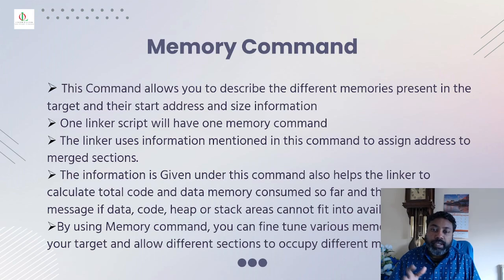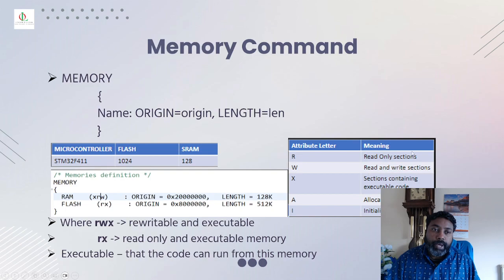The information given under this command helps the linker to calculate the total code and memory consumed so far without any error. So that's where the image processing example I gave applies: if you are considering a large amount of data, then you have to adjust the heap and the stack sizes so that it can fit and be available to store your data. So by using the MEMORY command, you can fine tune various memories available in your target and also allocate different sections to occupy different memory areas. And this is how you write it yourselves.